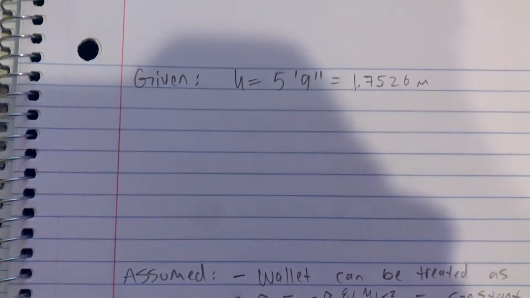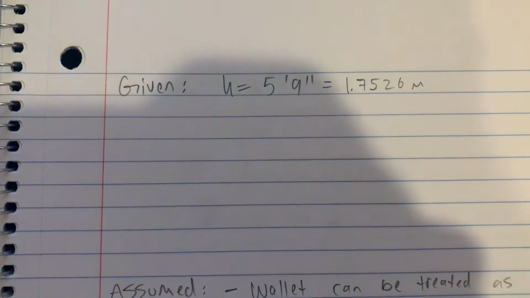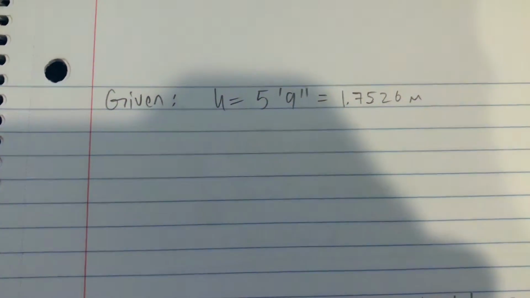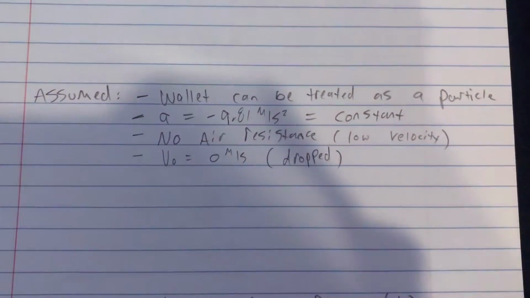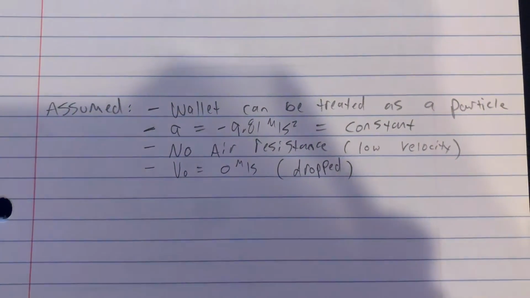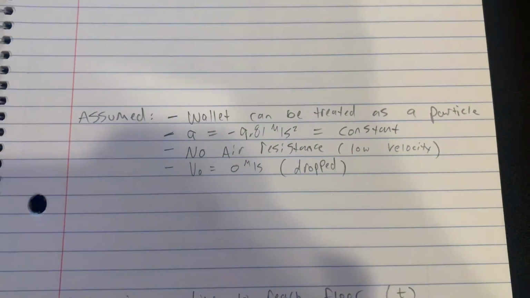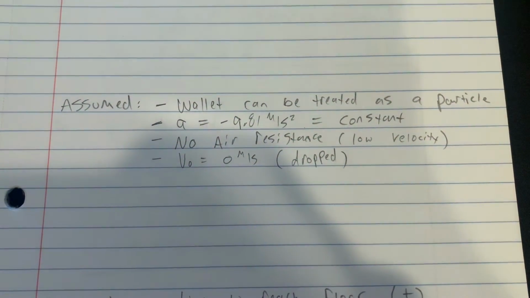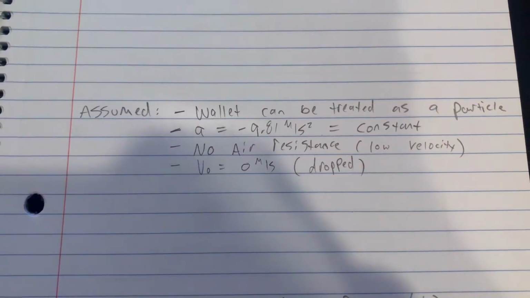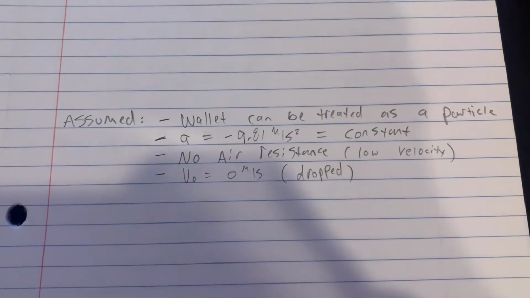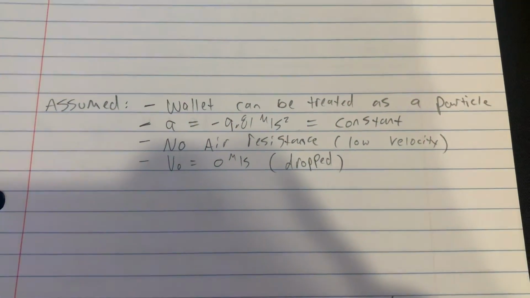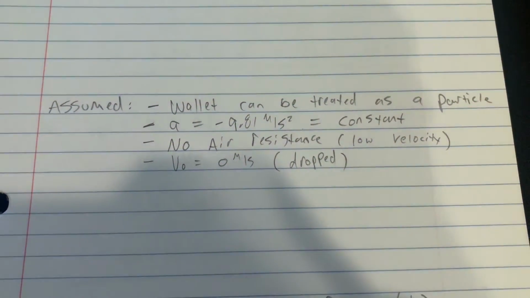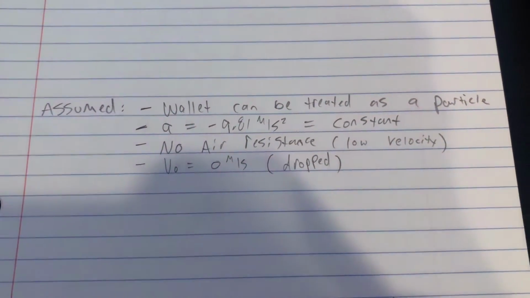Okay, so what is given is really just my height, which is a parameter because that's where I dropped the wallet from. I assumed that the wallet can be treated as a particle. I assumed that acceleration is negative 9.81 meters per second squared, and that is constant. I assumed that there's no air resistance because the velocity is so low that it won't really be a factor. And I also assumed that the initial velocity is 0 meters per second because I dropped it.